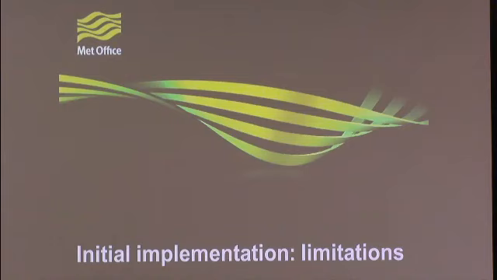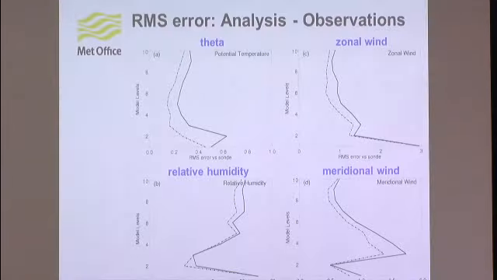So we looked at the initial implementation, and there were some big limitations. But we implemented it anyway for several reasons. When we looked at the RMS error of the analysis minus the observation, we noticed an improvement of the RMS errors. This is again RMS errors versus high resolution sonde profiles, and we get quite good improvement closer to the surface, in the boundary layers, which is what we were trying to achieve, for all the variables: theta, the winds, and relative humidity.